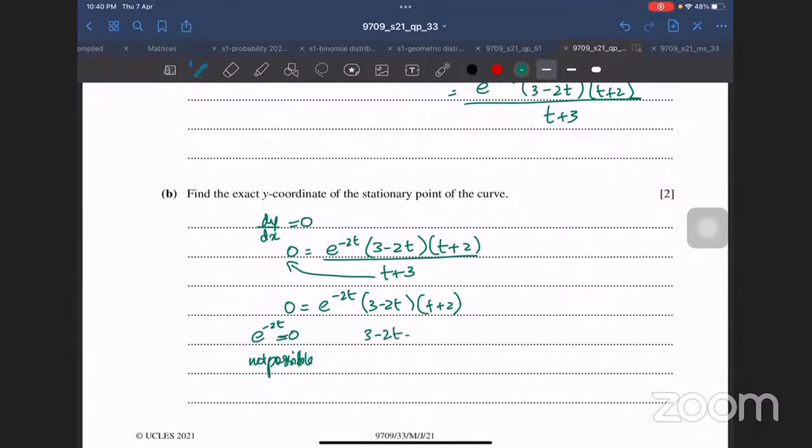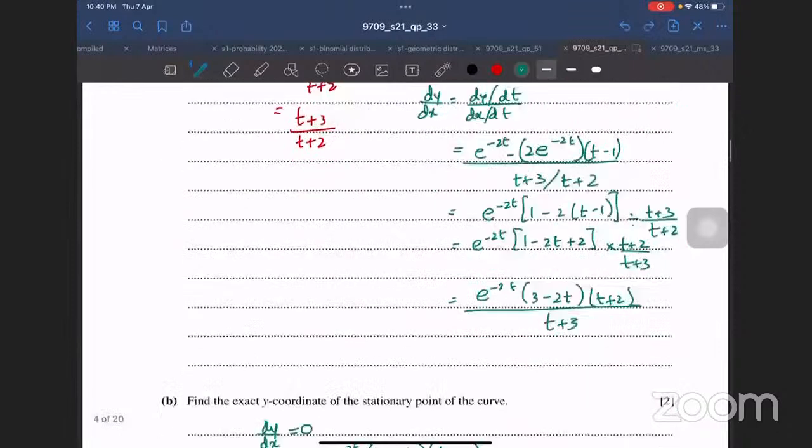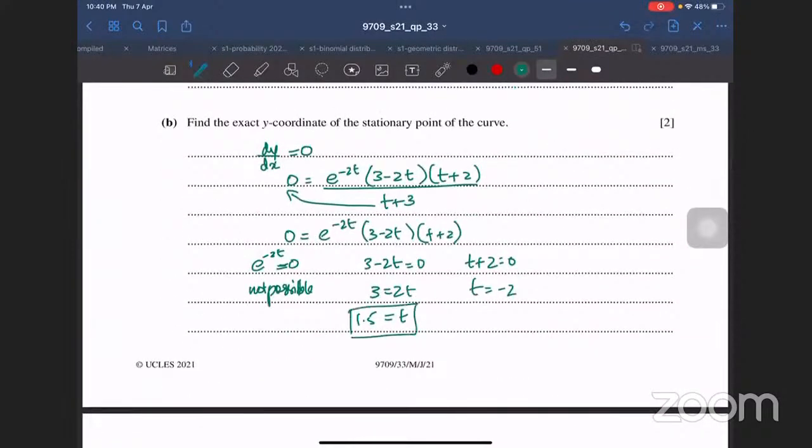3 minus 2t equals 0, so 3 equals 2t, and t equals 1.5. t plus 2 equals 0, t equals minus 2. This can't be true either because the question says that t has to be greater than minus 2. So I just have one answer, t equals 1.5.